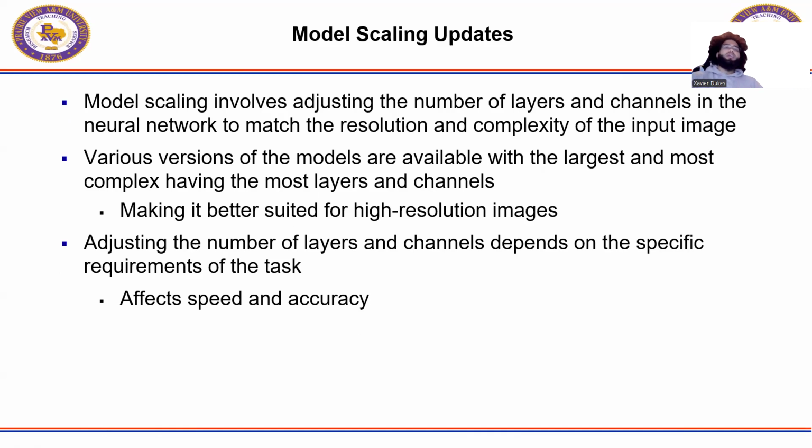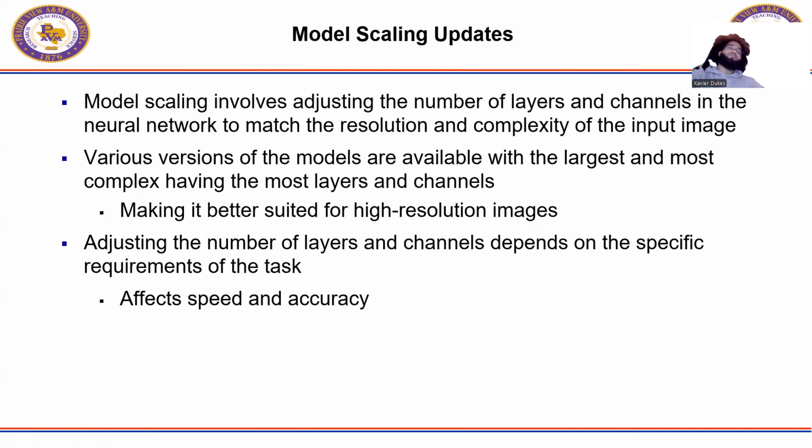And then to get into YOLO V5 and model scaling, you adjust the number of layers and channels in the neural network to match the resolution and complexity of the input image. This is great for SR super resolution data because the channels needed for such large data do need to be scaled. Various versions of the models are available, with the largest and most complex having the most layers and channels, making it a bit better suited for high resolution images. Adjusting the number of layers and channels depends on specific requirements of the tasks and ultimately affects the speed and accuracy of inferencing.